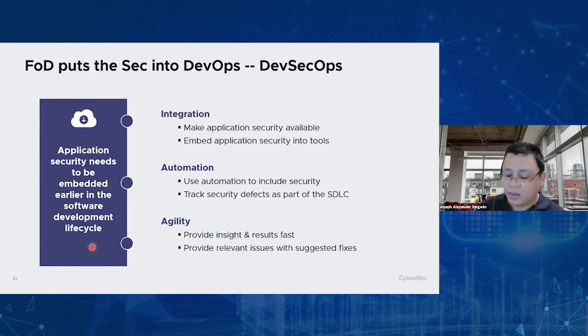Yeah. So that's the agility, the ability to provide insight and results fast enough and provide relevant issues with suggested fixes. Now, don't get me wrong here. We do not fix the issue. We provide the suggested fixes, because there is still human interaction. That's the reason why you have quality control or quality assurance people. We will tell you what's wrong and what you need to fix. And you need to choose, usually the managers or the team leader, which ones to follow to make your application more secure.